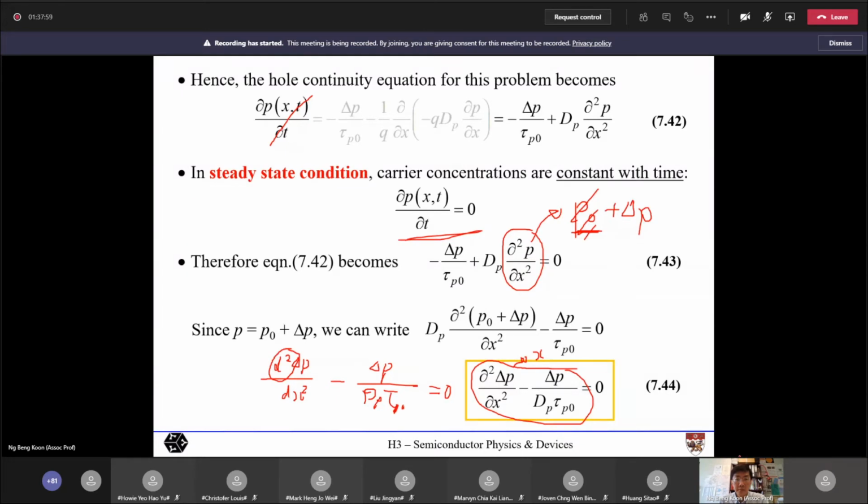I think has everybody learned this already in your H2 math, the second order differential equation? Anyone has learned this already in H2 math? Or it's not in syllabus anymore?